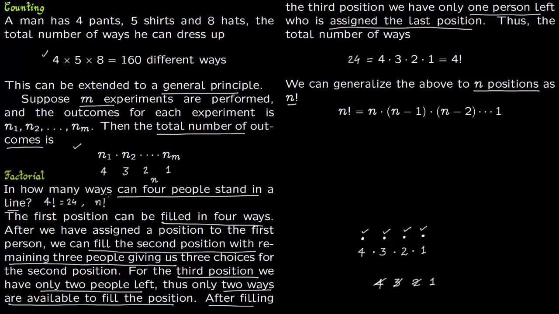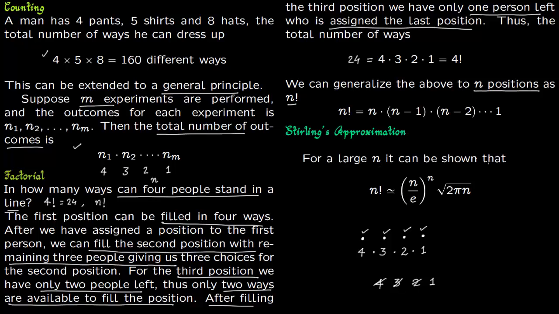Now this factorial sometimes gets difficult to compute because it could be multiplication of a large number of numbers. For a large n, it can be shown that n factorial is approximately equal to n divided by e, raised to the power of n, times the square root of 2 pi n. Here e is nothing but the exponential of 1, a constant. This is called Stirling's approximation, and it is very useful in case n is a large number. For example, for 100 factorial, rather than multiplying everything, we can simply use this formula to compute it.